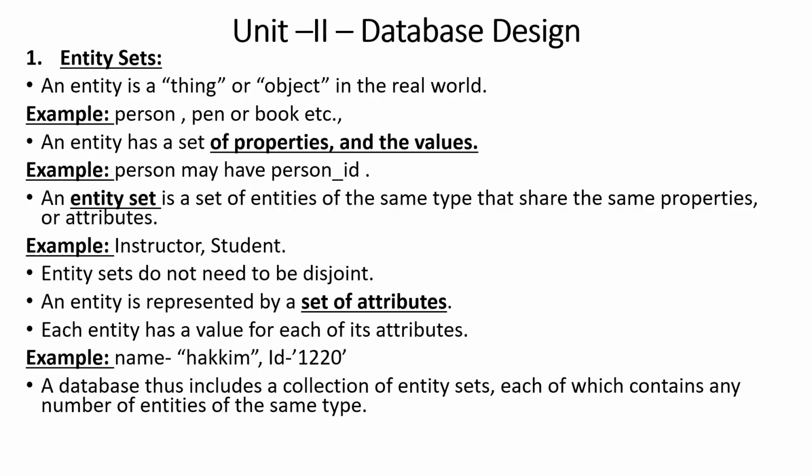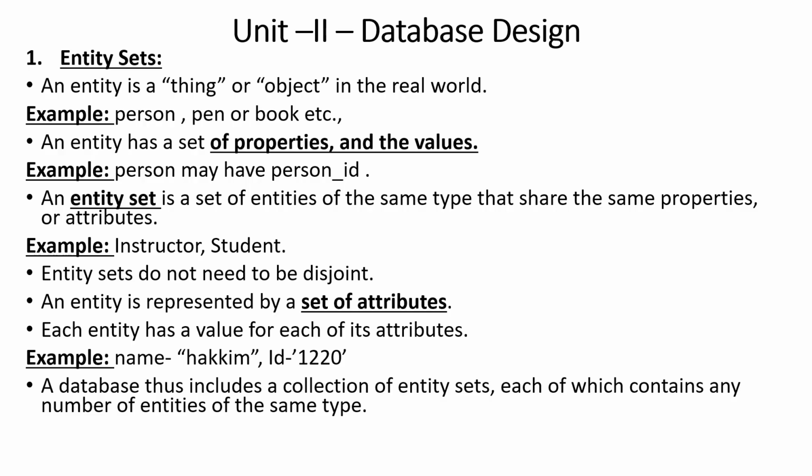Entity set. An entity is a thing or object in the real world. Whatever we are looking at around in the world is called an object. For example, you may consider a person, pen, or book. A person may have properties and values of height, color, width. Pen also may have attributes of color, height, width. Book may also have the attributes of height, width, and color.